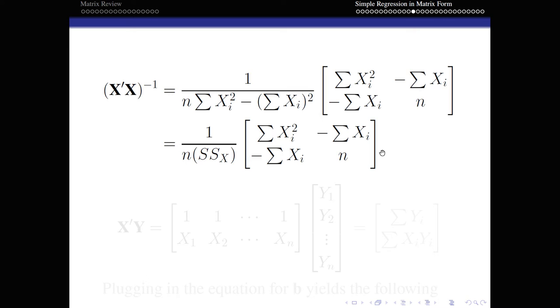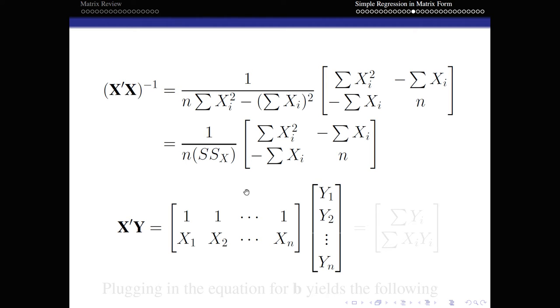Now the final element in our calculation is X transpose Y. So for X transpose Y, we're just taking all of these values and multiplying them by our column vector of Y's. Recall from our matrix multiplication that this is Y1 times 1, Y2 times 1, and so on, Yn times 1, and then adding them all up.